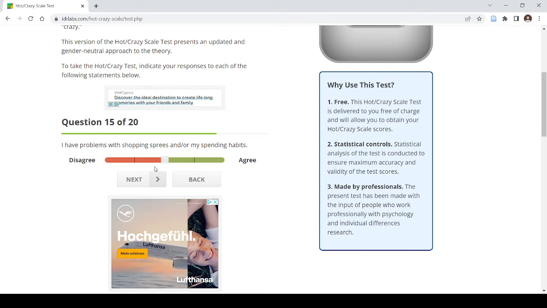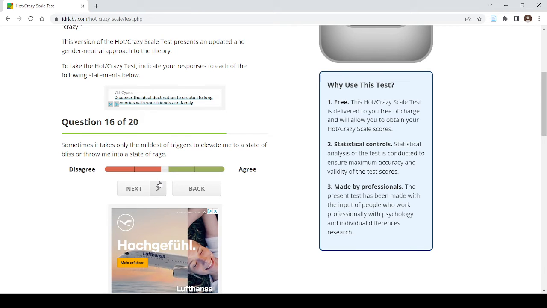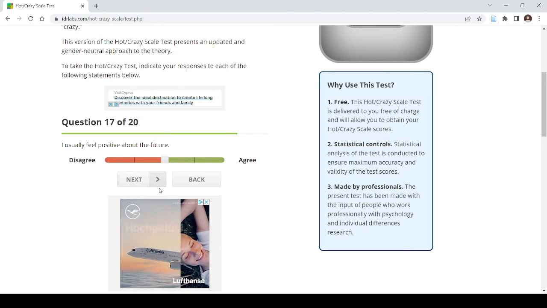Next, I have problems with shopping sprees and or my spending habits. Not really, no. Next up, sometimes it takes only the mildest of triggers to elevate me to a state of bliss or throw me into a state of rage. I have been warned that I can get pretty combative, so yeah, I'm just gonna keep it here. I usually feel positive about the future. Now that, well, climate change is a thing, so I can't really put this in the green, but at the same time I can't really put this in the red, so it's gonna stay here. People often go out of their way to do special favors for me, and not the case. Or okay, maybe it is with some, which is why I'm not moving this slider all the way there. I'm just moving it here.